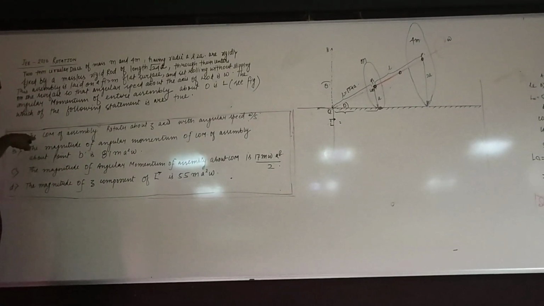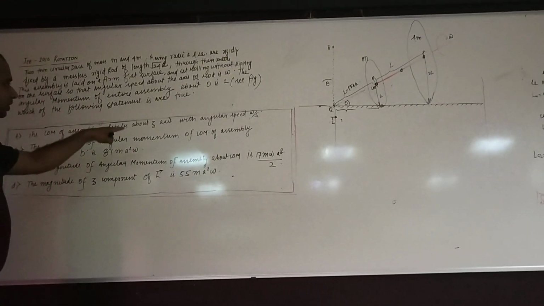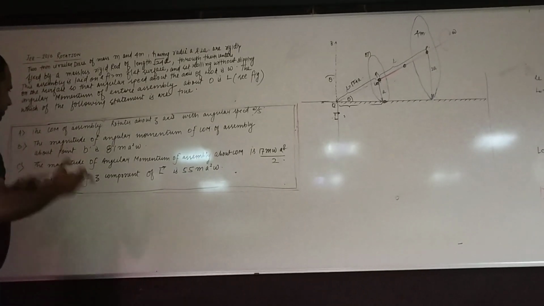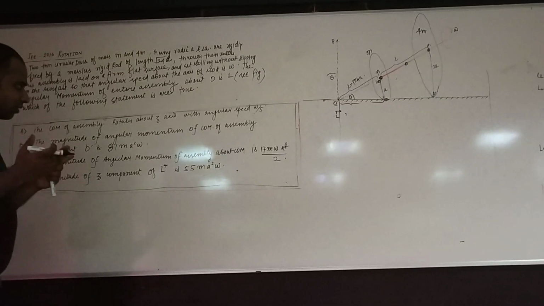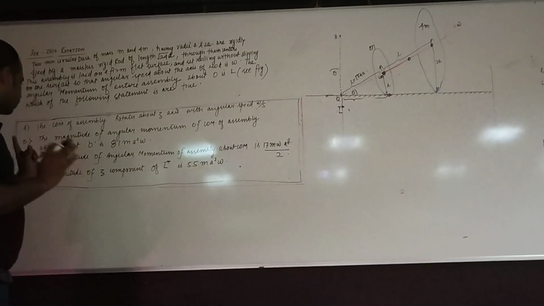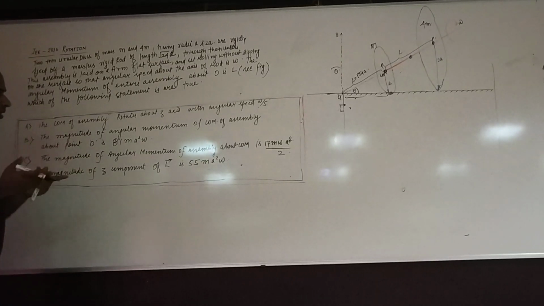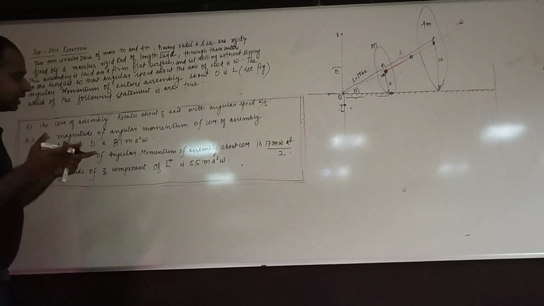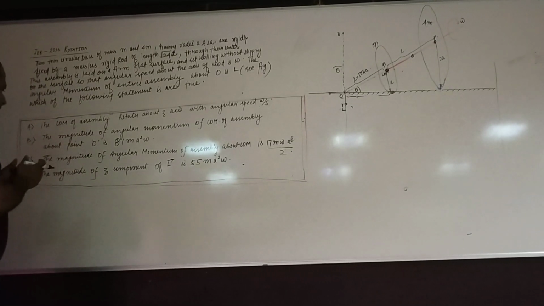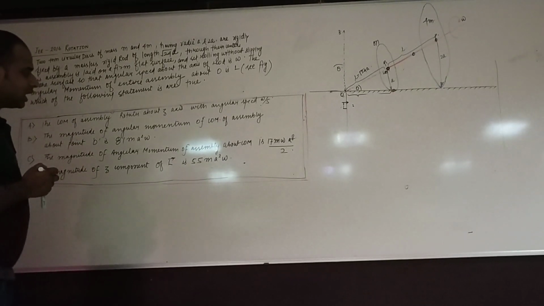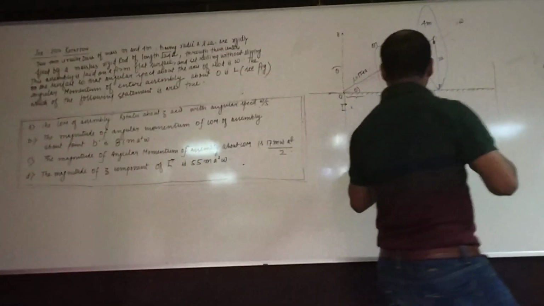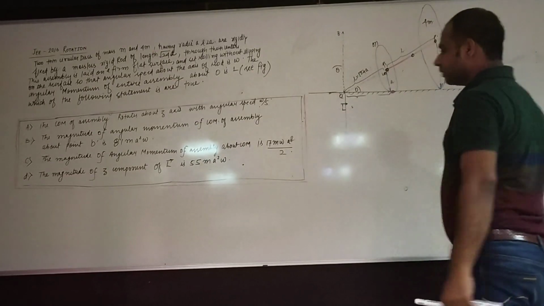The first option: the center of mass of the assembly rotates about the z axis with angular speed omega by 5. The magnitude of angular momentum of the center of mass of the assembly about point O is 81 m a square omega. The magnitude of angular momentum of the assembly about the center of mass is 17 m omega a square by 2. The magnitude of the z component of L is m a square omega. So basically we have to deal with the angular momentum of this assembly.